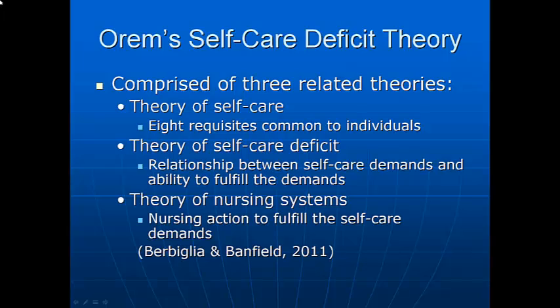The theory of nursing systems proposes that nurses perform actions with their patients in order to fulfill the self-care demands of the individual. The nursing action consists of educating the individual, performing some of the self-care requisites, assisting the individual in the performance of the self-care requisites, or performing all of the self-care for the individual.